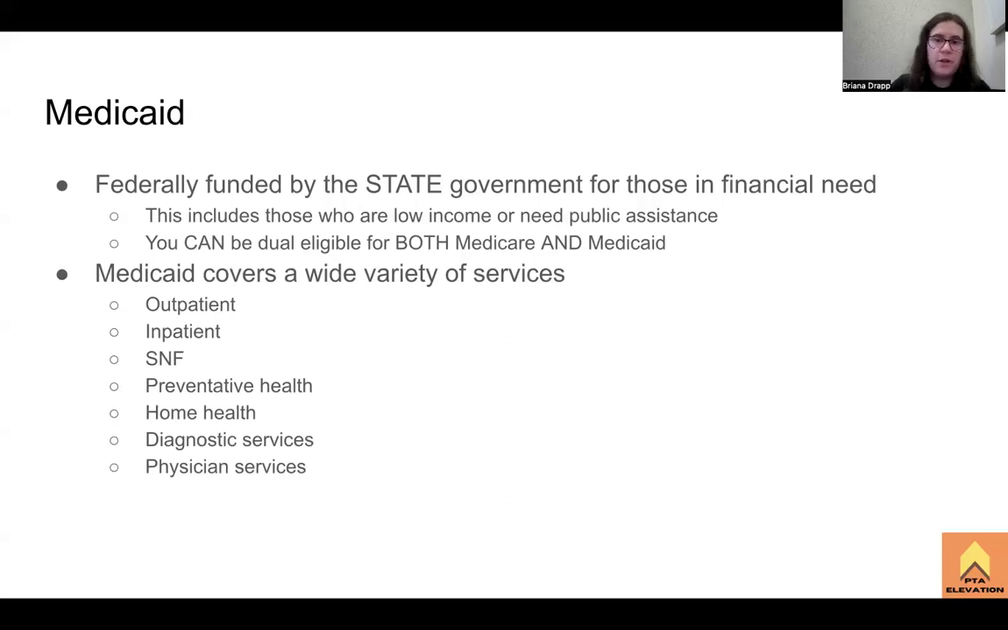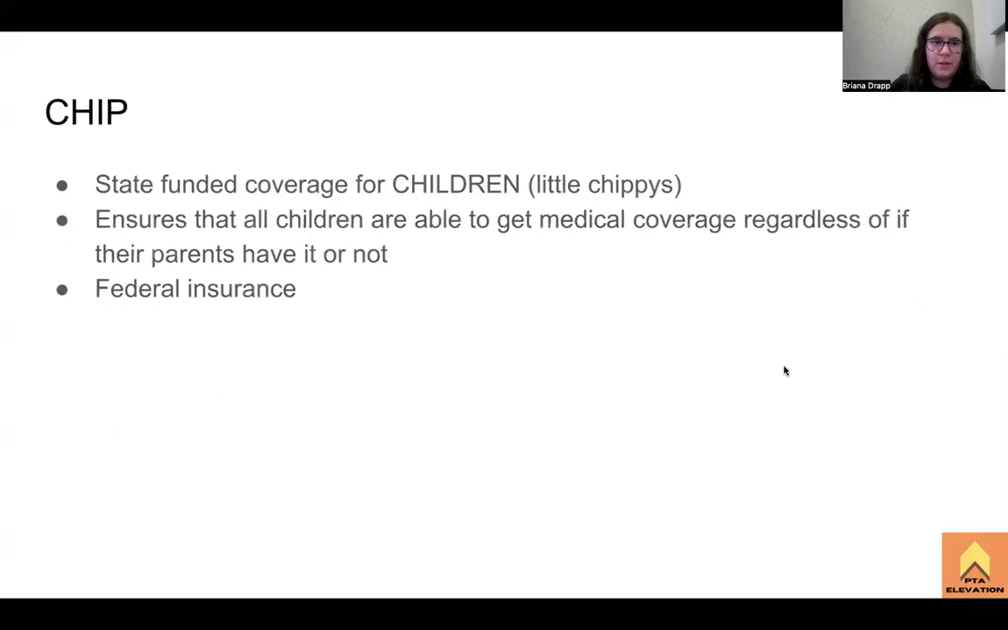But it covers inpatient, outpatient, SNFs, preventative health services, so going for your annual checkup, home health, diagnostic services like an MRI, and then physician services, like if you need to go to a dermatologist and get a precancerous mole removed. So just think Medicaid: state funded, still federally funded, but it's going to be by the state instead of the whole government. There's things allocated. It's a whole thing. But anyways, Medicaid is going to be for poor or low income individuals.